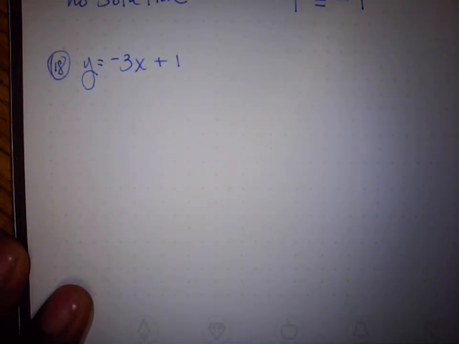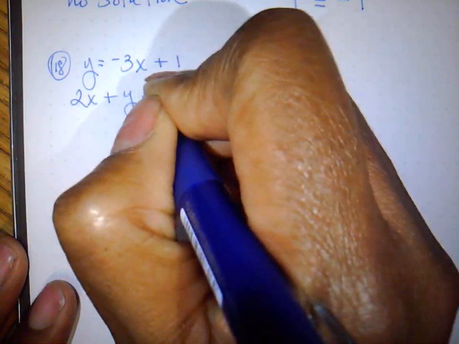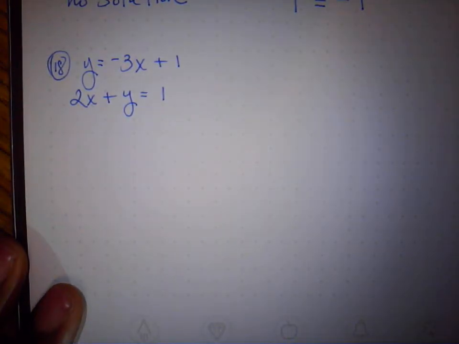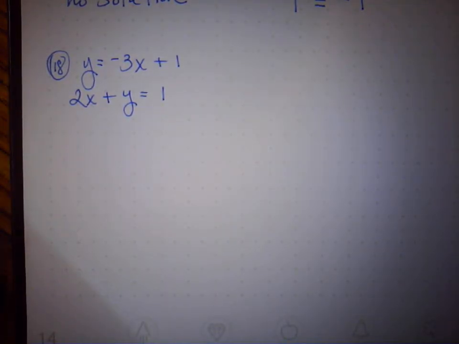And we also have 2x plus y equals 1. Obviously, y is already solved for you. You should really appreciate this.